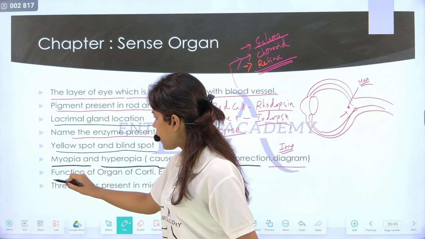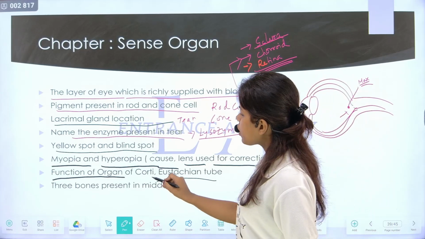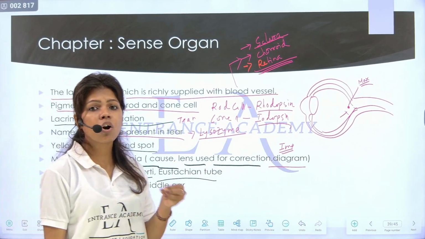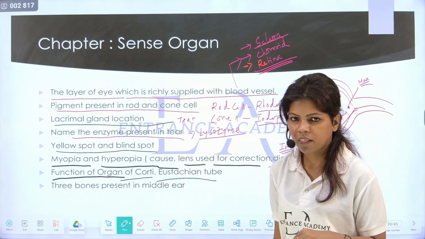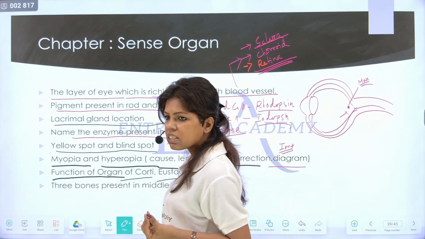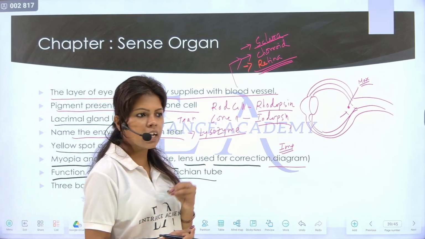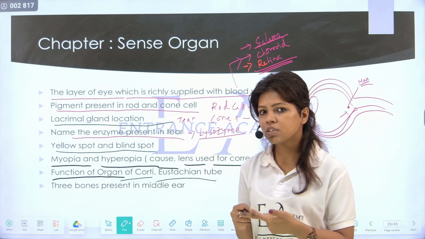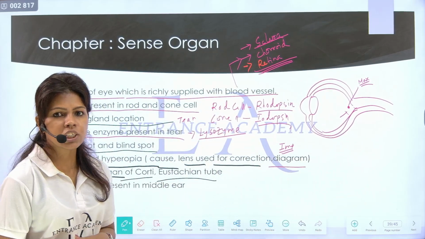Function of organ of Corti, eustachian tube. Organ of Corti is a specific type of hearing cell present inside the cochlea, the part of inner ear. This organ of Corti receives the signal of sound, becomes activated and produces the stimulus which is sent to the brain by means of the auditory nerve. So organ of Corti is responsible for hearing.